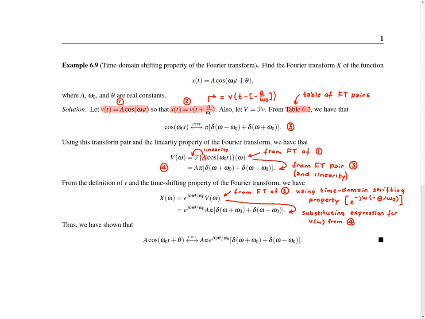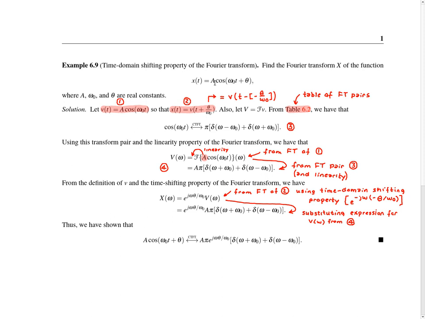Now the first observation we can make is that if we didn't have this plus theta term, and we also didn't have this constant capital A, we would already know how to find the Fourier transform of this function because we have this pair here from our table of Fourier transform pairs, and in particular we know how to find the Fourier transform of cos omega naught t. So really in this problem what we need to figure out is how to deal with this plus theta and how to deal with this constant capital A.